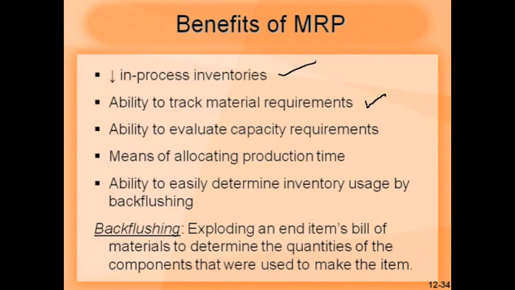Ability to track material requirements. Ability to evaluate capacity requirements. That is another benefit. Means of allocating production time. Because we have the details in MRP about each and every part needed, production time can be allocated for each and every part and activity. Ability to easily determine inventory usage by back flushing. Back flushing is exploding an end item's bill of material to determine the quantities of components that were used to make the item. So in a way, those things can be calculated.